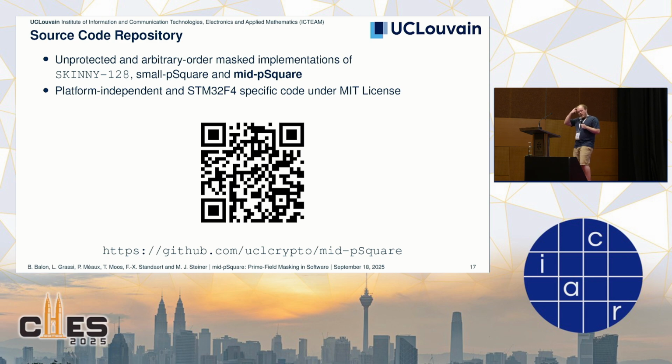We have all our unprotected and arbitrary order masked implementations of skinny, small p square, and mid p square in this GitHub repository that is linked with a QR code. There's platform independent and STM32F4 specific code under MIT license. It will also be an artifact. It's not yet published because there was a submission to the last issue of CHES, so you have to wait for that, but it will contain the same content as is on the GitHub.